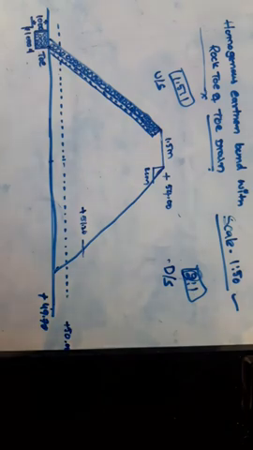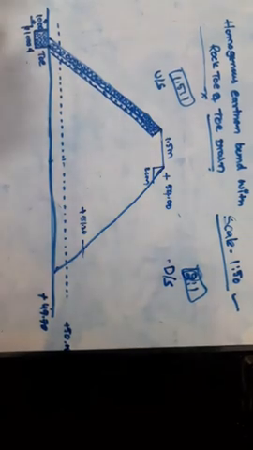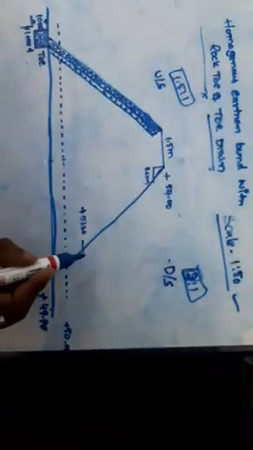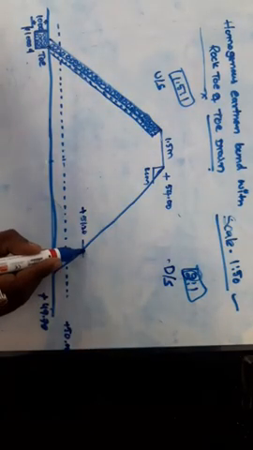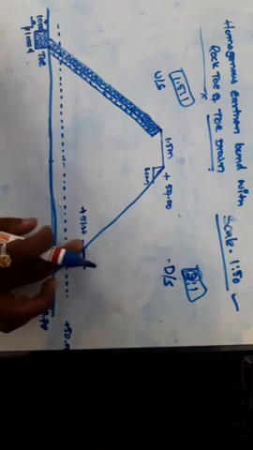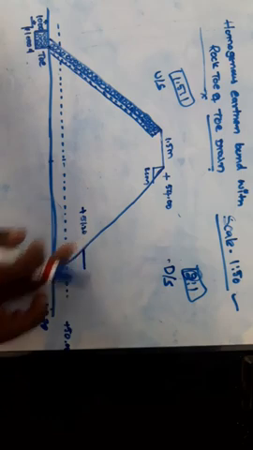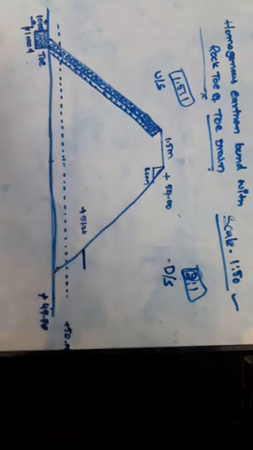The top width of the rock toe on the downstream side is, see here in the question, 900 mm. The top width of the rock toe on the downstream side is equal to 900 mm. From this point, 900 mm. This is the top width of the rock toe.